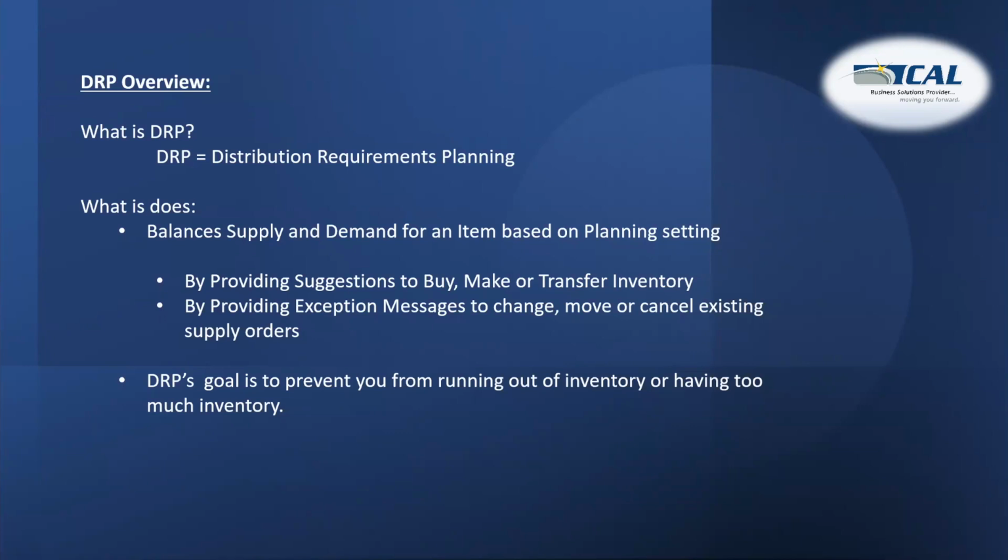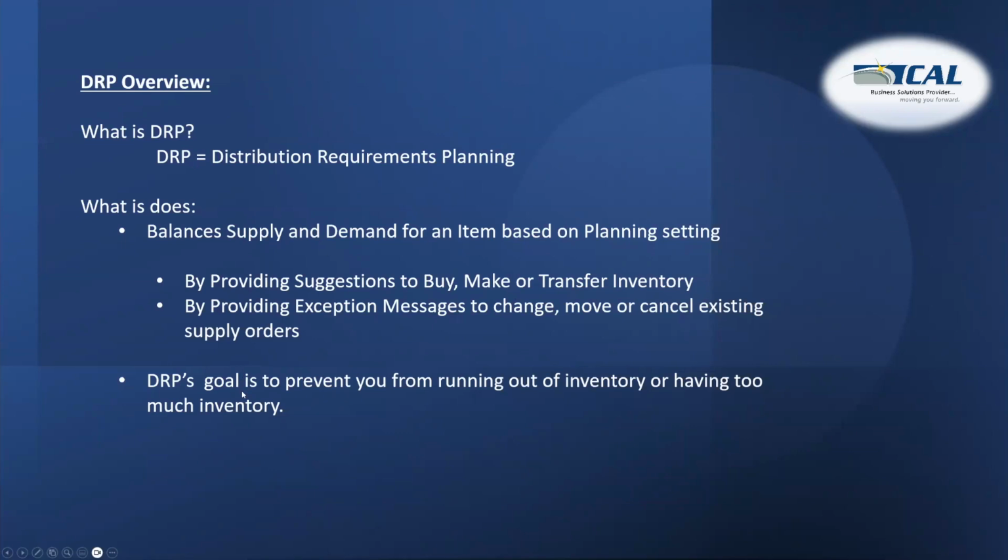And what that does, whether it's DRP or MRP, is it helps you balance your supply and demand for an item based on their item settings. So when you're setting up an item, if you want to set it up for DRP, you can tell the system, do we buy it? Do we make it? Do we transfer it? And then it can provide exceptions to changes, moves, and cancel existing supply orders, as you'll see in some of the screenshots as I take you through this process.